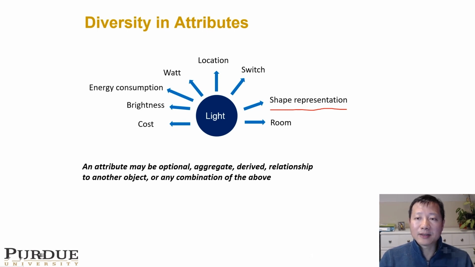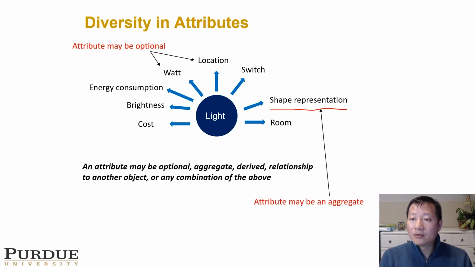The light class has a set of attributes, and some of the attributes can be optional. In other words, it's not mandatory for you to specify the values right there. You can leave them blank and make changes or fill them in later on. Now, this is what we talk about with the shape representation. This is an aggregate. You have many individual attributes or properties in order to complete the shape representation.